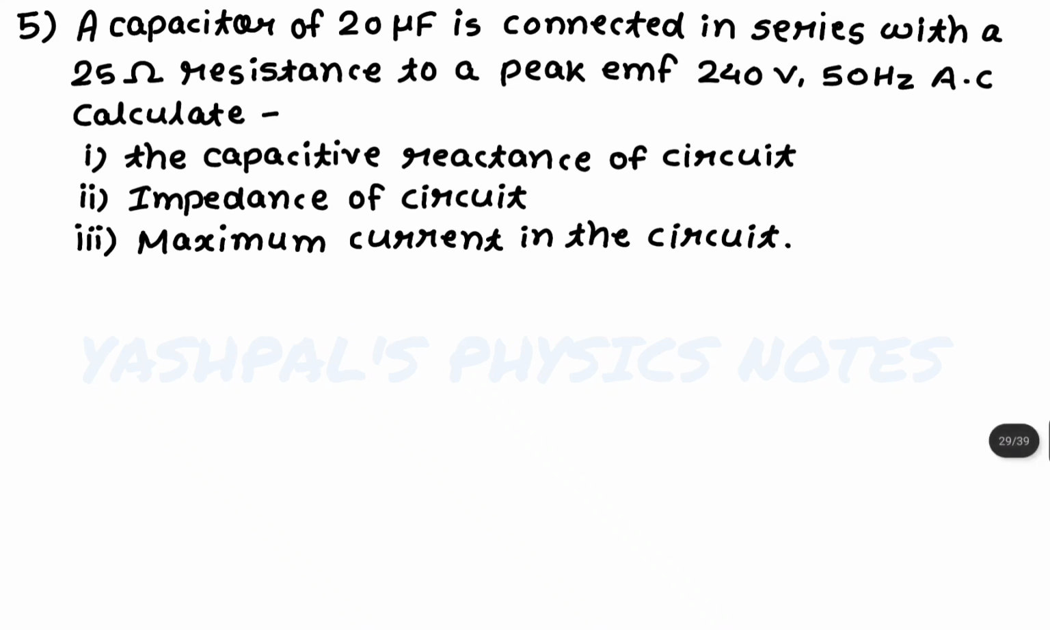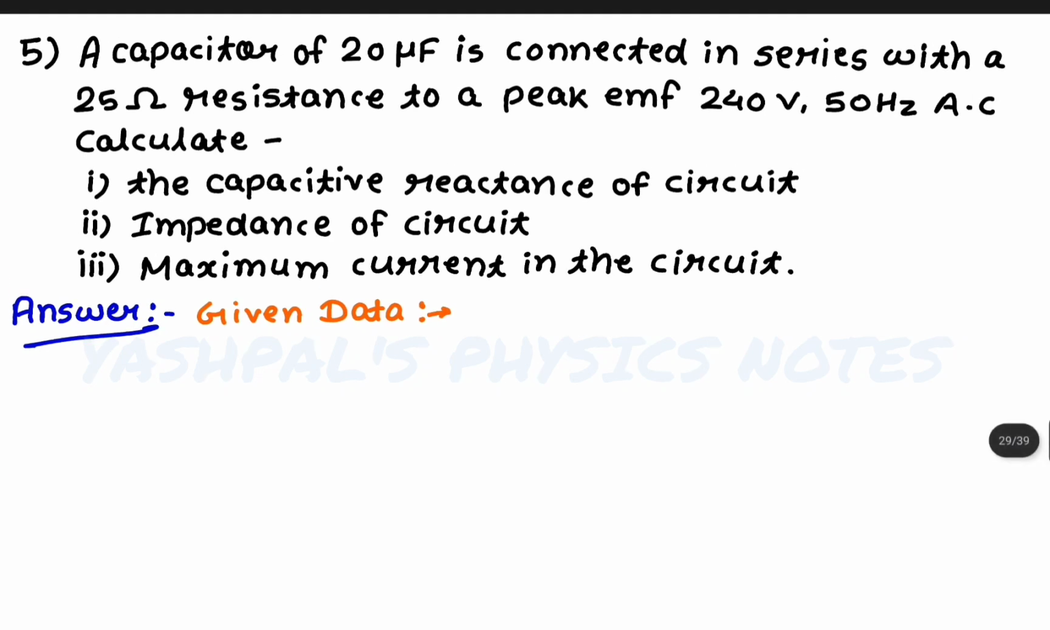First of all, we are going to write the given data as usual. So our answer will be given. We will remember that always start with the given data. It will simplify your question. So given data is, capacitance is given that C is equals to 20 microfarad. Okay, not given in standard form. What we are going to do, convert into a standard form. 20 into 10 to the power minus 6 farad.